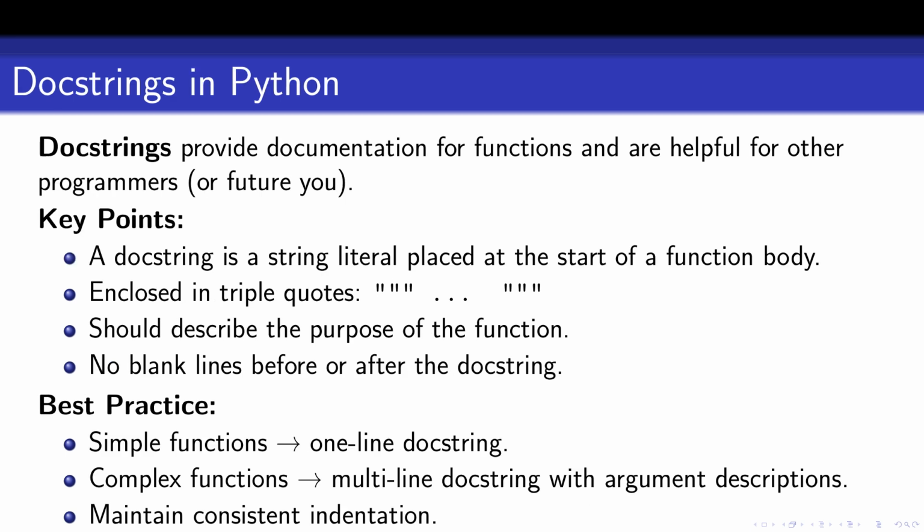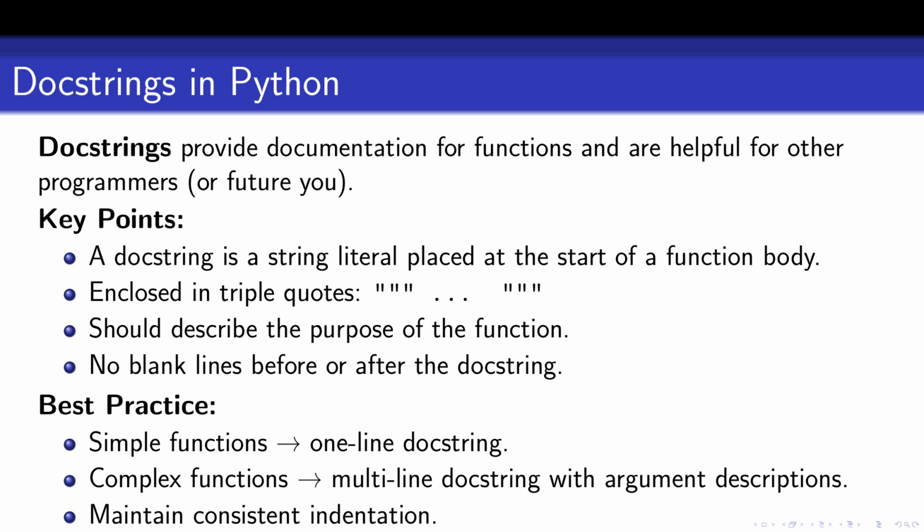Documentation is an important part of writing reusable and maintainable code. And in Python, the standard way to document functions is through docstrings. A docstring is a string literal placed at the very start of a function's body, enclosed in triple quotes. It should clearly describe what the function does, and if the function is more complex, it should also describe its arguments and return values. For simple functions, a one-line docstring is usually enough.